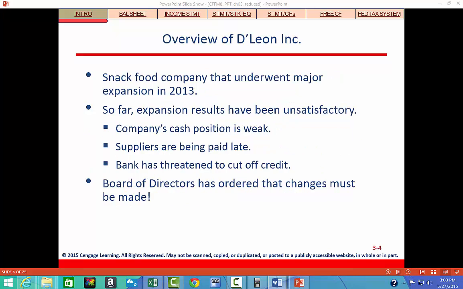So we have an example of De Leon Inc., and it's a snack food company, and they underwent a major expansion in 2013. So far, nobody has really been happy about the expansion. Some key things that they pointed out is that their cash position has become very weak due to the expansion. Their suppliers are being paid late, and the bank is threatening to cut off its credit. And the board of directors has said we've got to make some changes here.